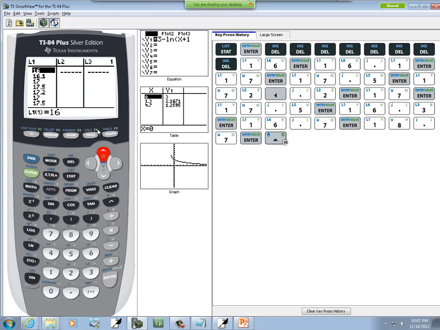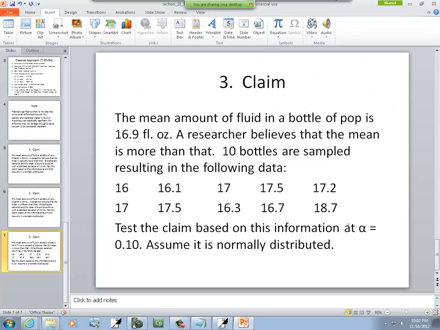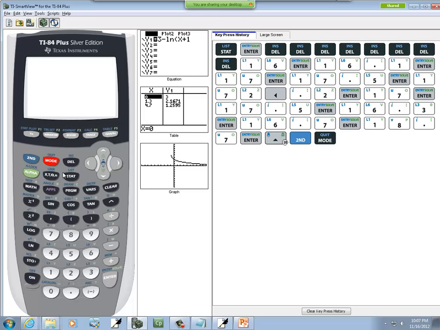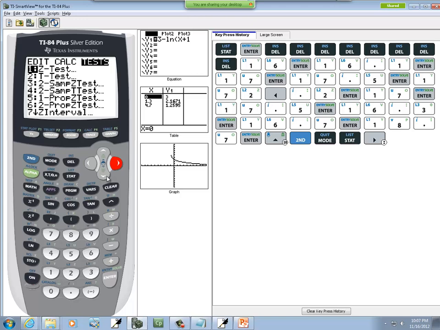Now, the 18.7 might be considered an outlier because it's pretty far away, but I put that in there so that if I were to show this by hand, the numbers work out a little nicer by me fudging the numbers like that. Okay, we got our numbers entered. Do a second mode to exit out. So now we're going back to Stat, going to Tests, and I'll go down to T-Test.